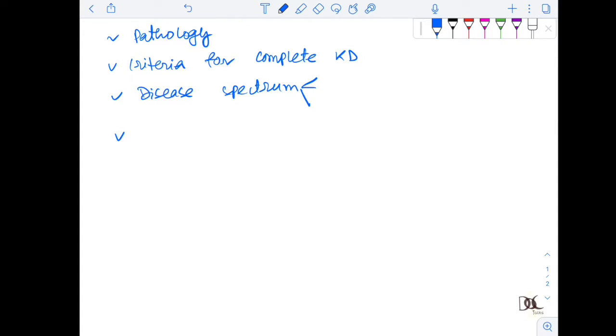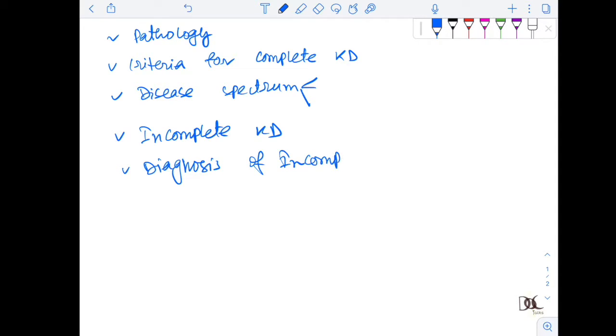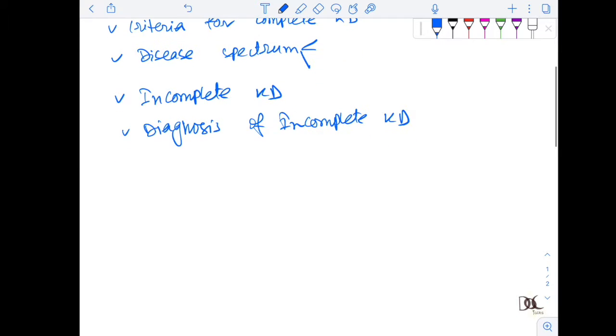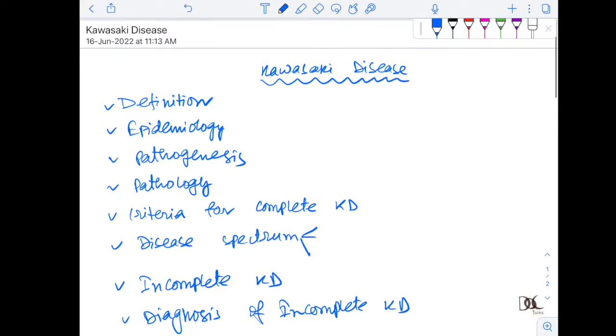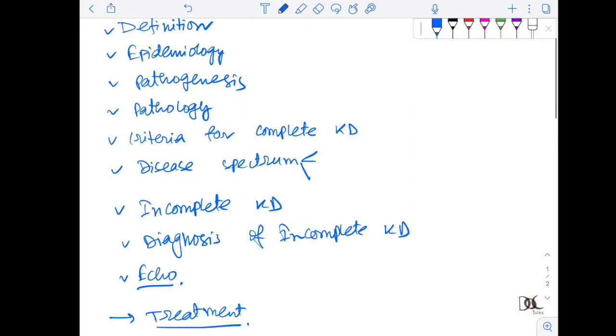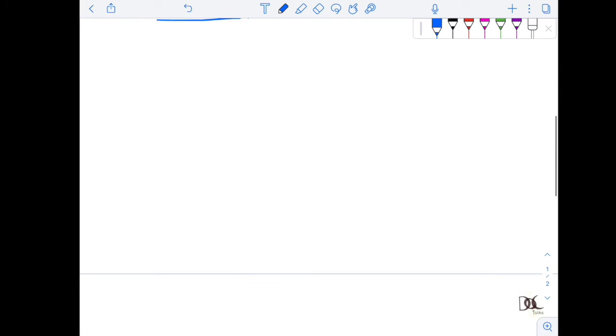And later half, probably in the next video, we'll read the incomplete KD, the diagnosis of incomplete KD, as well as the echo criteria, and lastly, treatment. So this is our plan of reading the disease. The first thing that we'll try to read today is what is the definition of the disease. What is the definition of Kawasaki disease?